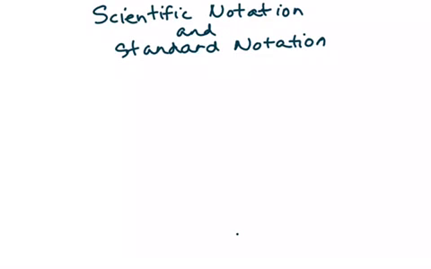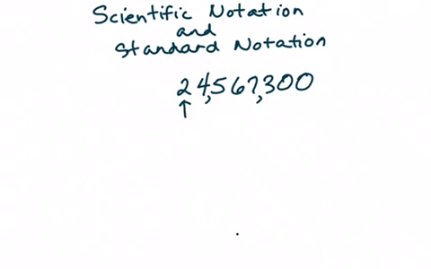So here's what they've done. Instead of saying 245,673,000, which, by the way, what in the world is it? Instead of saying that, we can just say this. We can take the first number, 2, and then put a decimal, 2.45673. Now let me show you how I count.